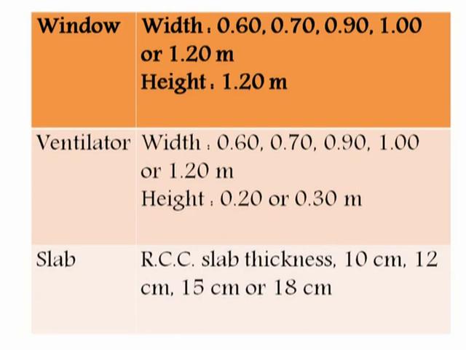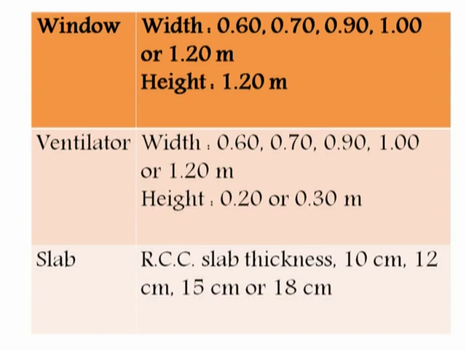The width of the ventilator is 0.6 meter, 0.7 meter, 0.9 meter, 1 meter or 1.2 meter. These ventilators are normally constructed above the doors and the windows. Therefore, the width will be normally same as that of the width of the window or the door. The height of the ventilator will be 0.2 meter or 0.3 meter.